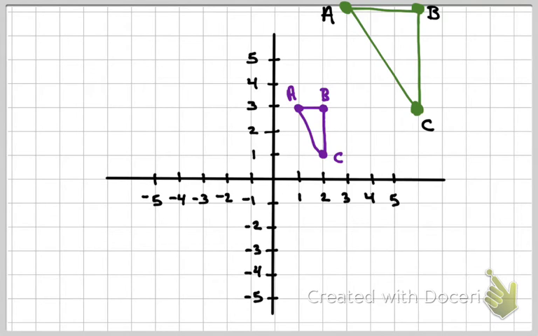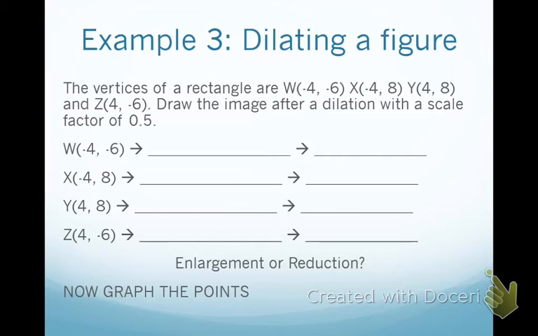All right, now let's look at the next example. Now I have just new points, but now check out that scale factor. It has a scale factor of 0.5. So is this going to be an enlargement or a reduction? It's a reduction, right? And last time I checked, 0.5 is less than 1, right? So if I'm taking half of these values now, that's a reduction.